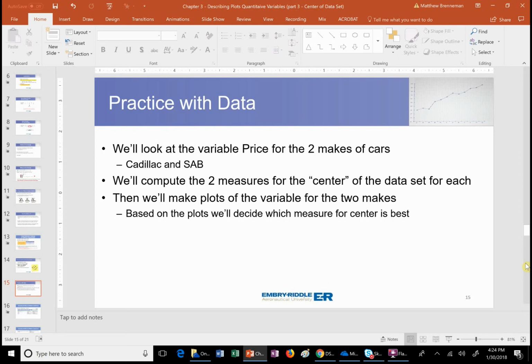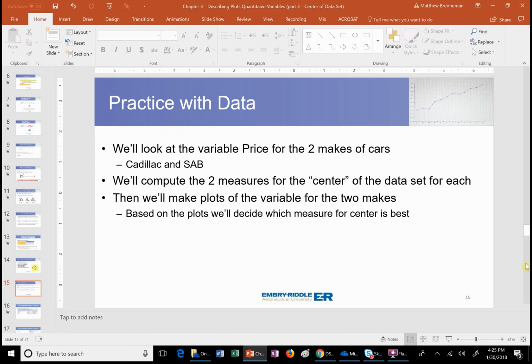And what I'm going to do now is we want to look at the distribution of car prices. So I took the data set that we had from last week and basically took out all the different makes except Cadillac and Saab. And we want to go ahead and plot the distribution of those two different makes, okay? And then we want to see which center should we use, the mean or the median, all right?